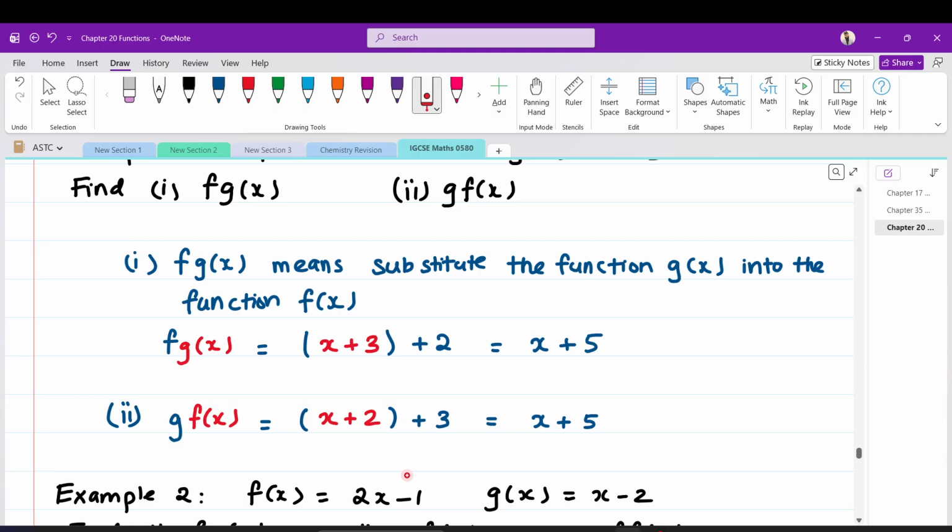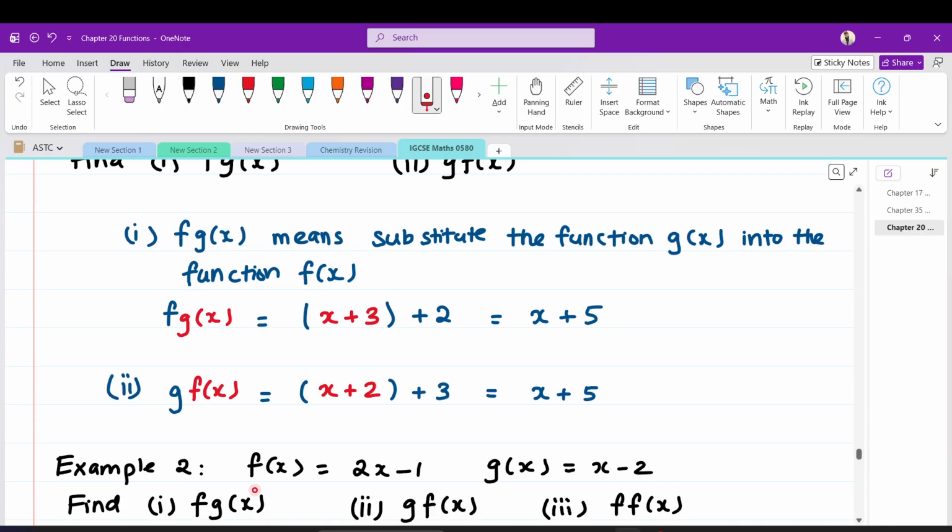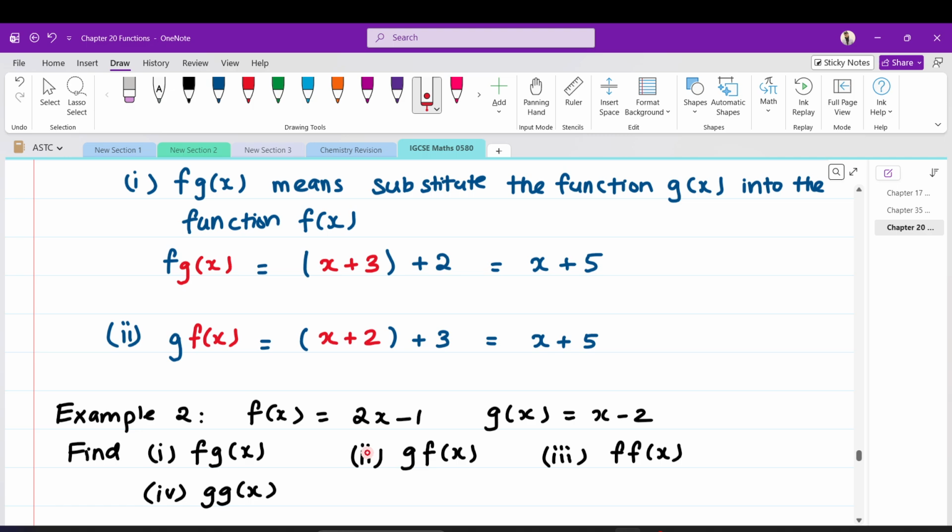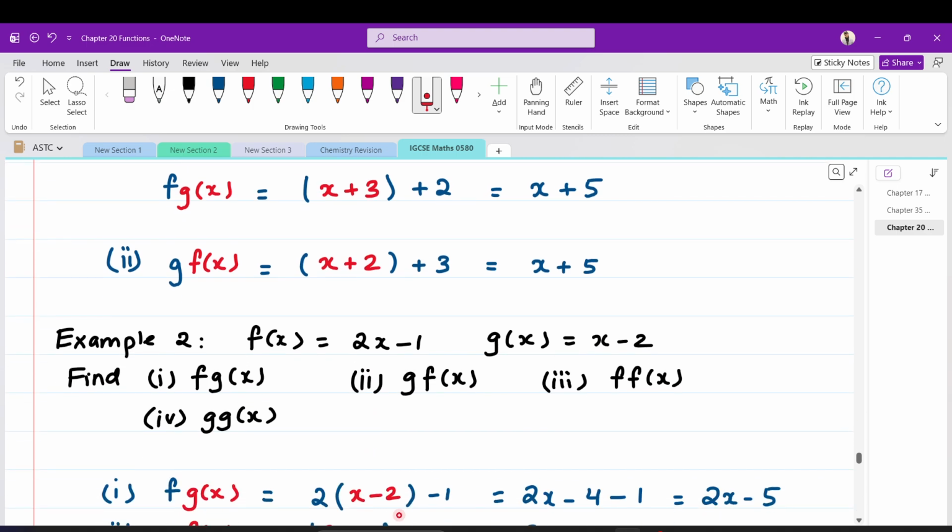Then example 2 is f of x equals 2x minus 1, g of x equals x minus 2. Find f of g of x. That's the first question. So I have to substitute x minus 2 into the x of this function. Only the x. So this is how it's going to be applied. Instead of this x, I have plugged in this entire expression. So I get 2 times x minus 2 minus 1, and then you open up the bracket. So we get 2x minus 4 minus 1.